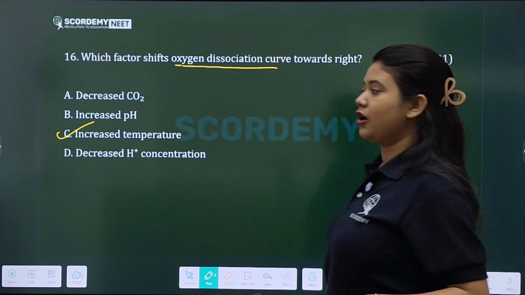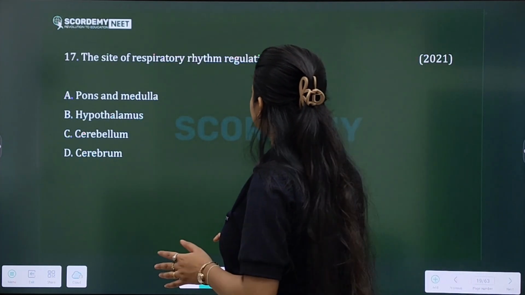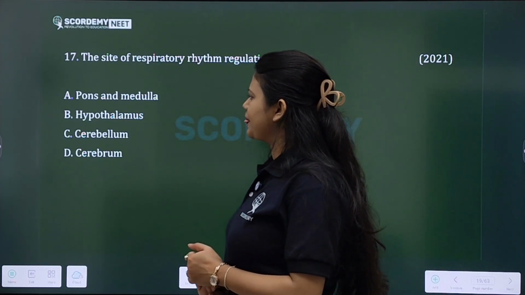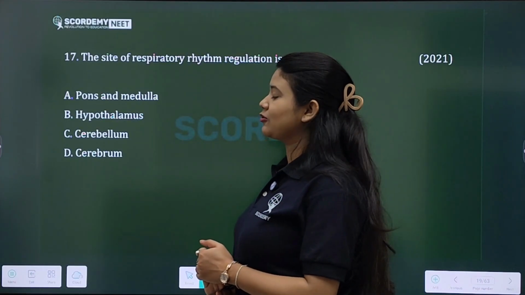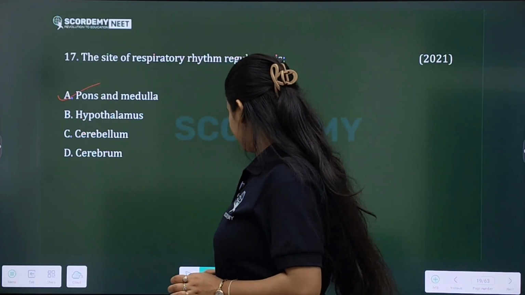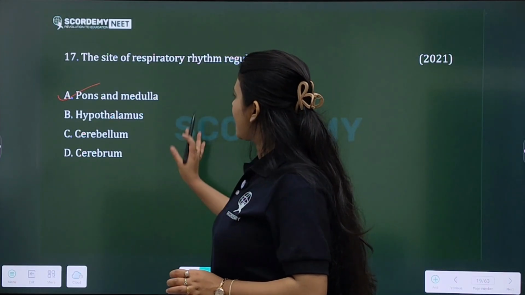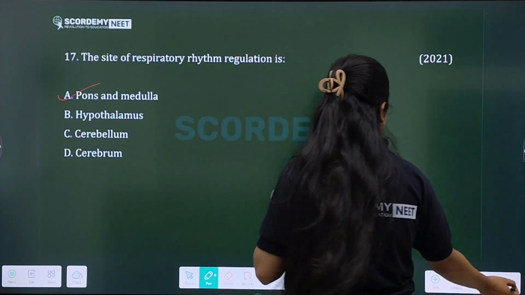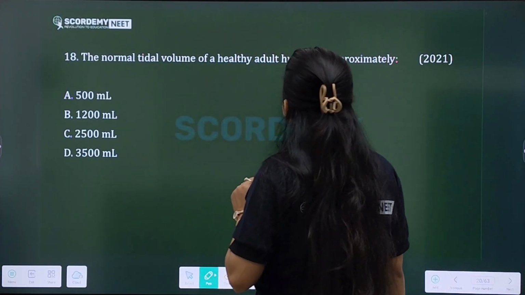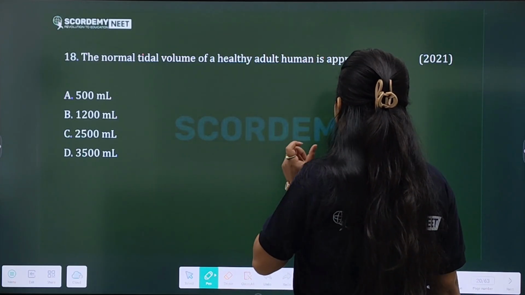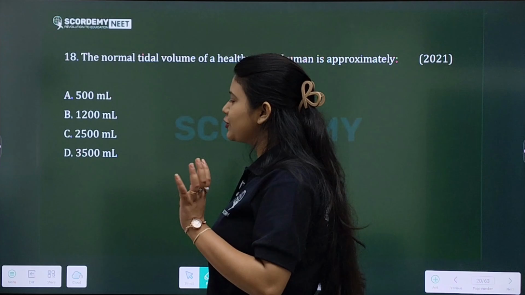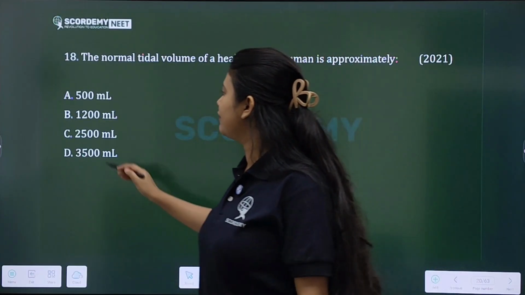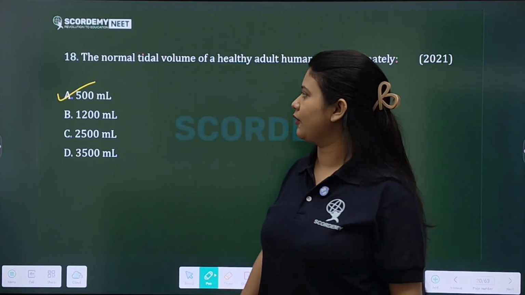Next, the site of respiratory rhythm regulation is the pons and medulla. These are parts of your hindbrain. The normal tidal volume of a healthy adult human is approximately, as I told you in the first question, remember tidal volume is 500 ml, okay?